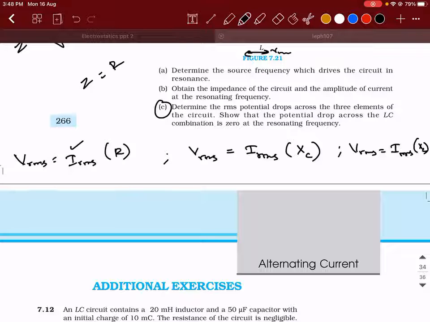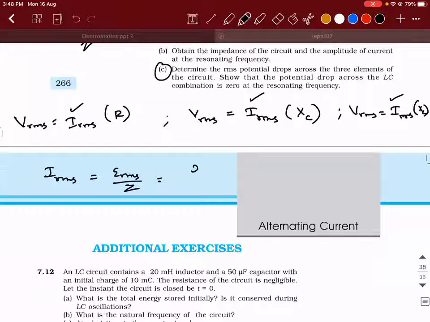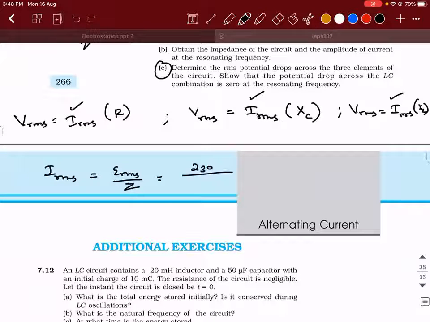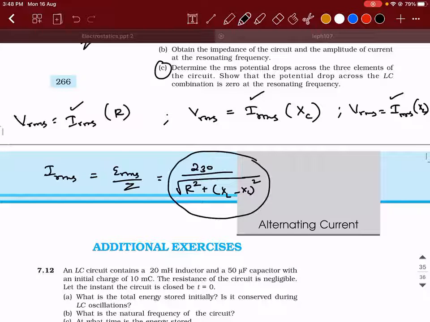But the only thing is, your job is to find the value of IRMS. So IRMS is equal to ERMS divided by Z. ERMS, how much have they given? 230. 230 divided by Z. In this case, how will you find Z? See, here they didn't mention resonance. So Z should be root of R square plus XL minus XC the whole square. Understood? So using this you will get the IRMS value. Whatever value you get, substitute it here, here, and here. That will give you the value of all the three.